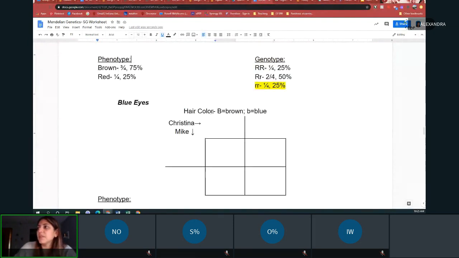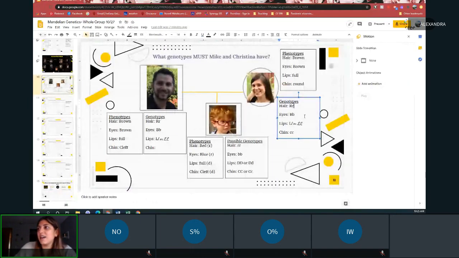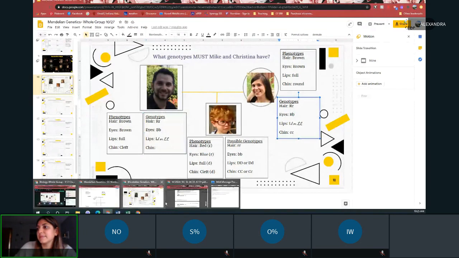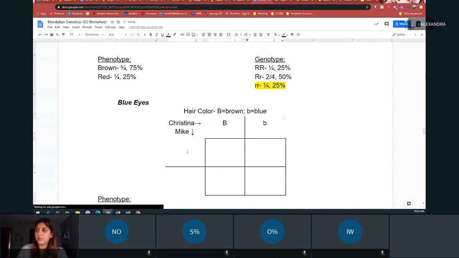But for blue eyes, if we go back to our table, what are the genotypes for my brother and my sister-in-law? It's big B, little b, and big B, little b. So if we go back to our square, we're going to have big B, little b, big B, little b.